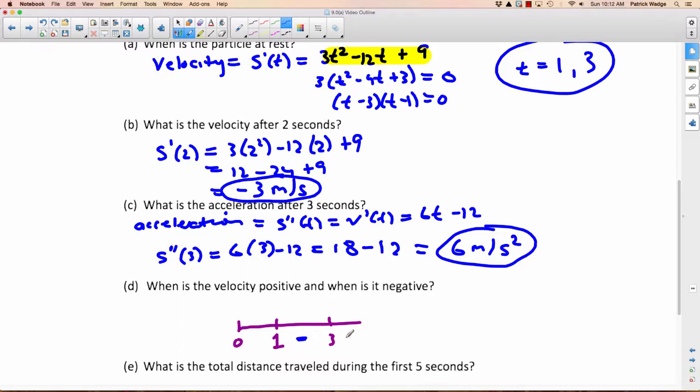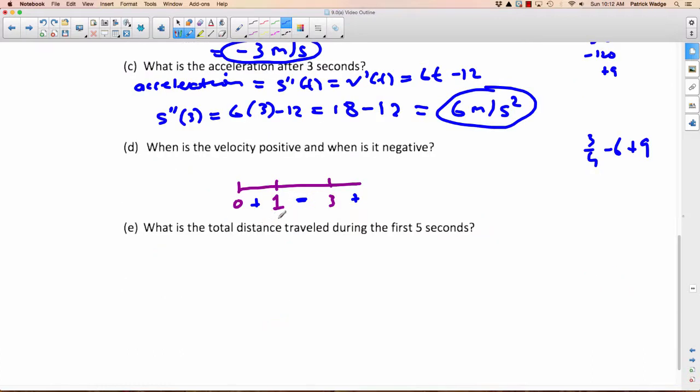Okay, let's try something bigger than 3. How about 10? 10 squared is 100, times 3 is 300. 12 times 10 is 120, so 300 minus 120 plus 9. I don't care exactly what it is, but it's definitely positive. Between 0 and 1, like 1/2. 1/2 squared is 1/4 times 3 is 3/4. 12 times 1/2 is 6, so 3/4 minus 6 plus 9. Okay, that again is going to be positive. So there you go, I've got my answers right there.